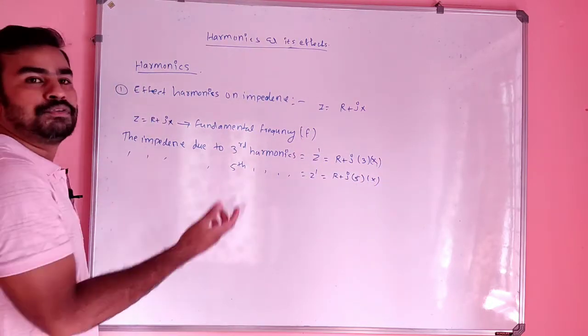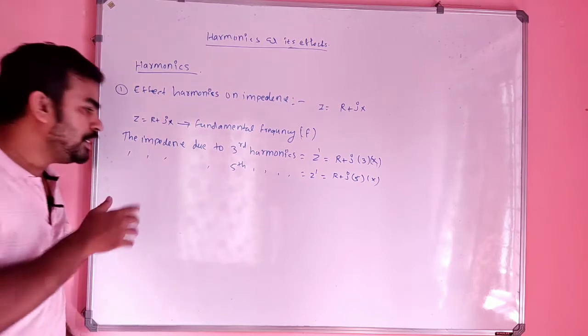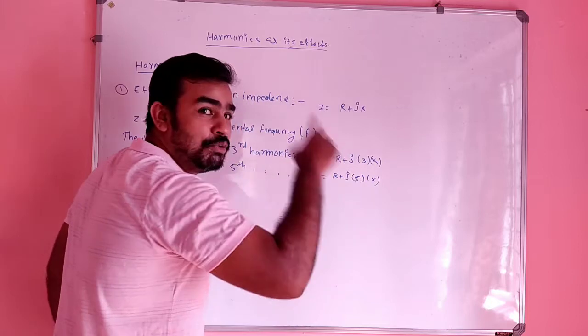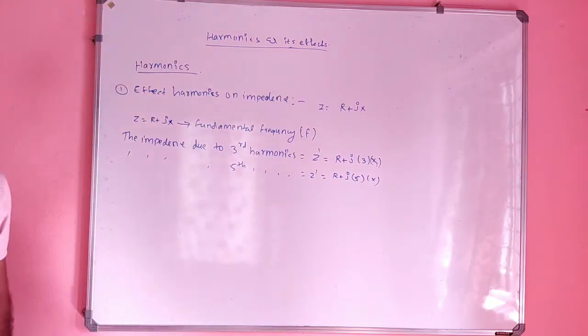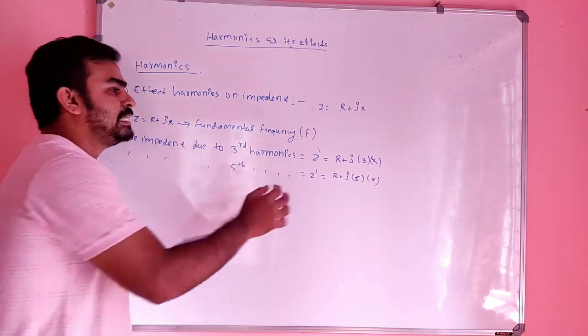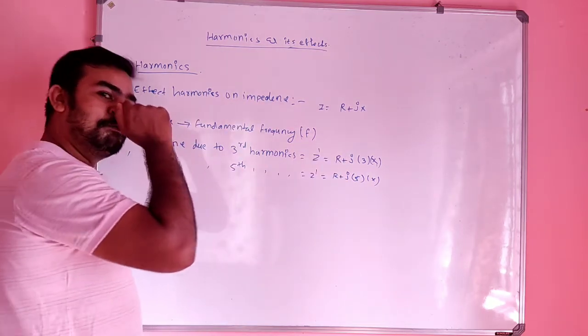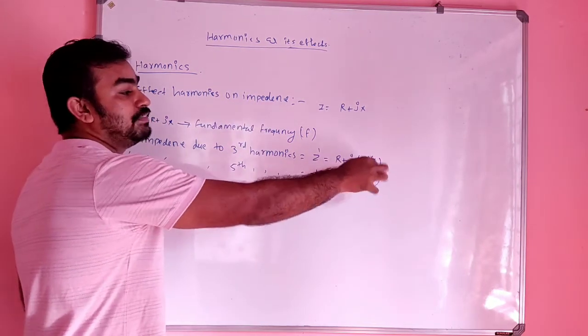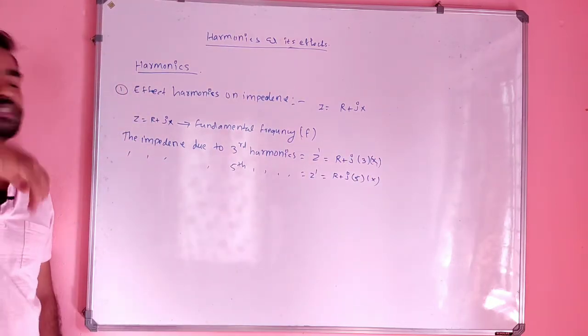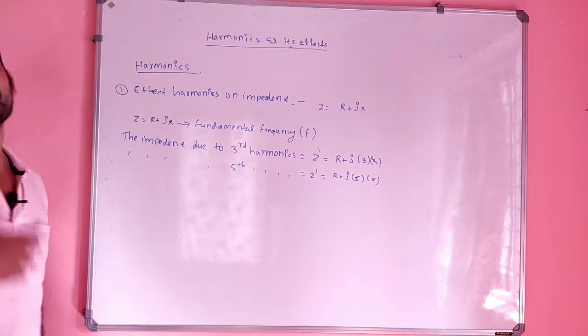Suppose you have to find the impedance corresponding to the 11th harmonic. It will be R plus j into 11 times X. That means the effect of harmonics doesn't affect R, but it affects the X term, that is the reactance term. So that is the effect of harmonics on impedance.